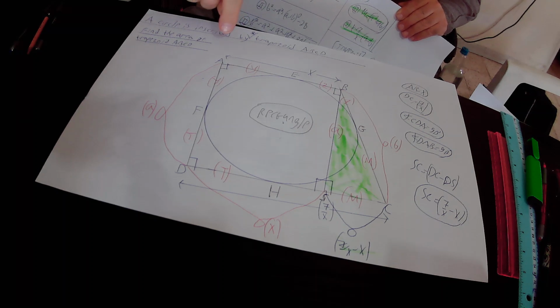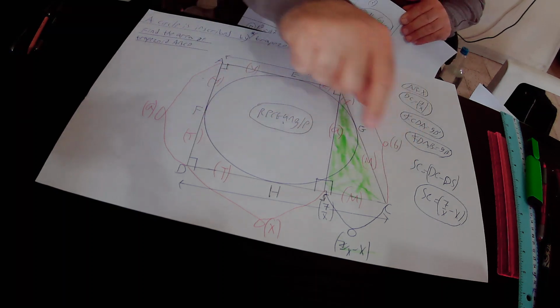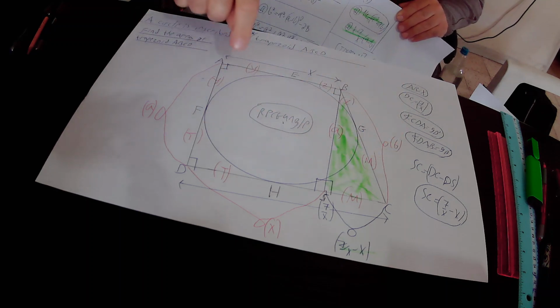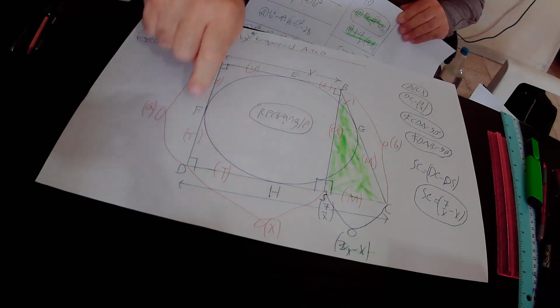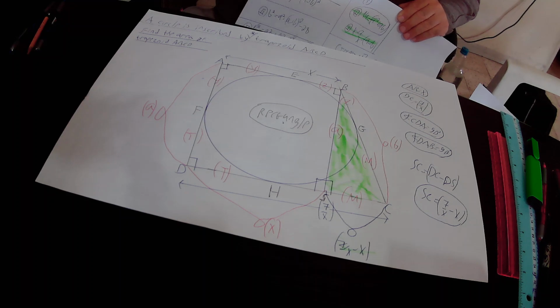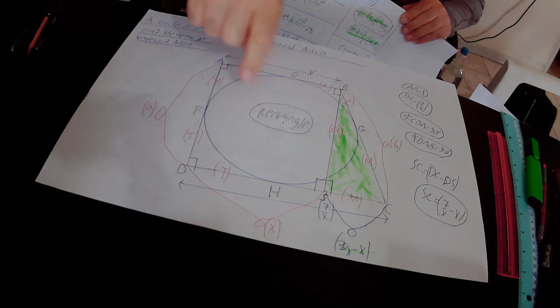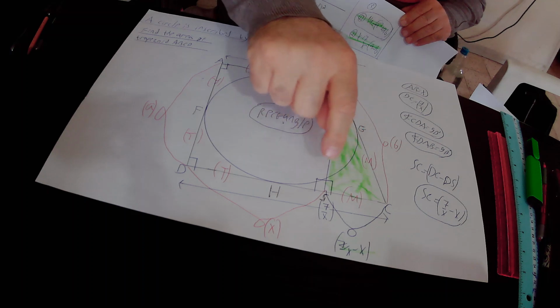Now we prove that side AB is parallel to side DC. Why is side AB parallel to side DC? Because ABSD is a rectangle. We know that the opposite sides of a rectangle are parallel to each other. So in rectangle ABSD, side AB is parallel to side DS.